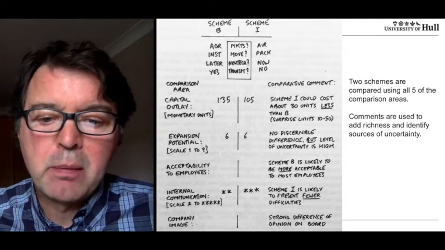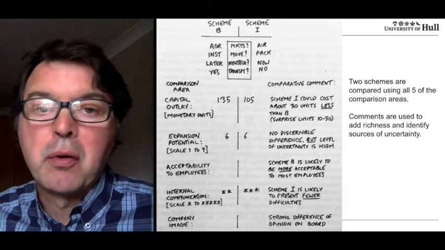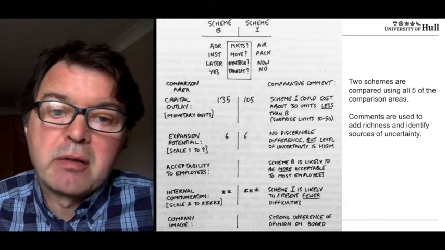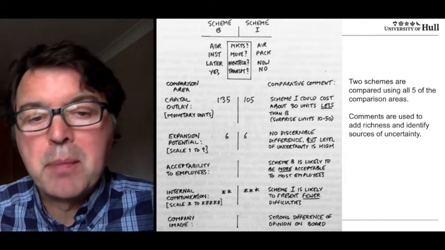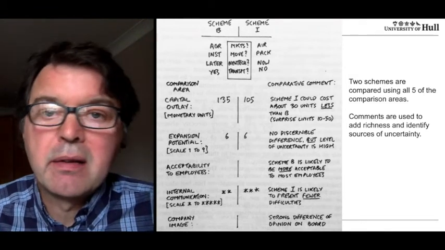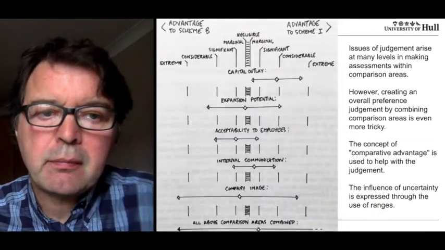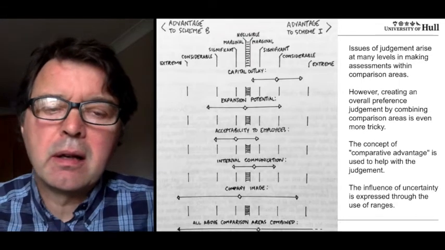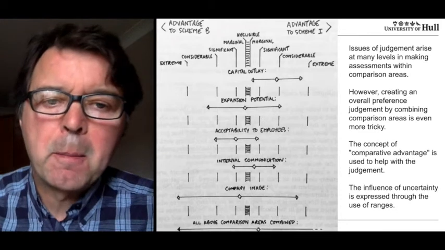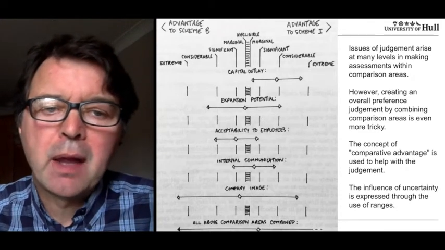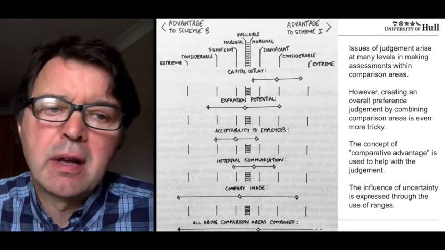And finally, company image, there's a strong difference of opinion on the board, so we can't get agreement on that one. Some people think scheme B, some people think scheme I. There's clearly differences of opinion there, so we record that. Now, we can also try and use this scheme, which is a more visual way of representing all of those different criteria.